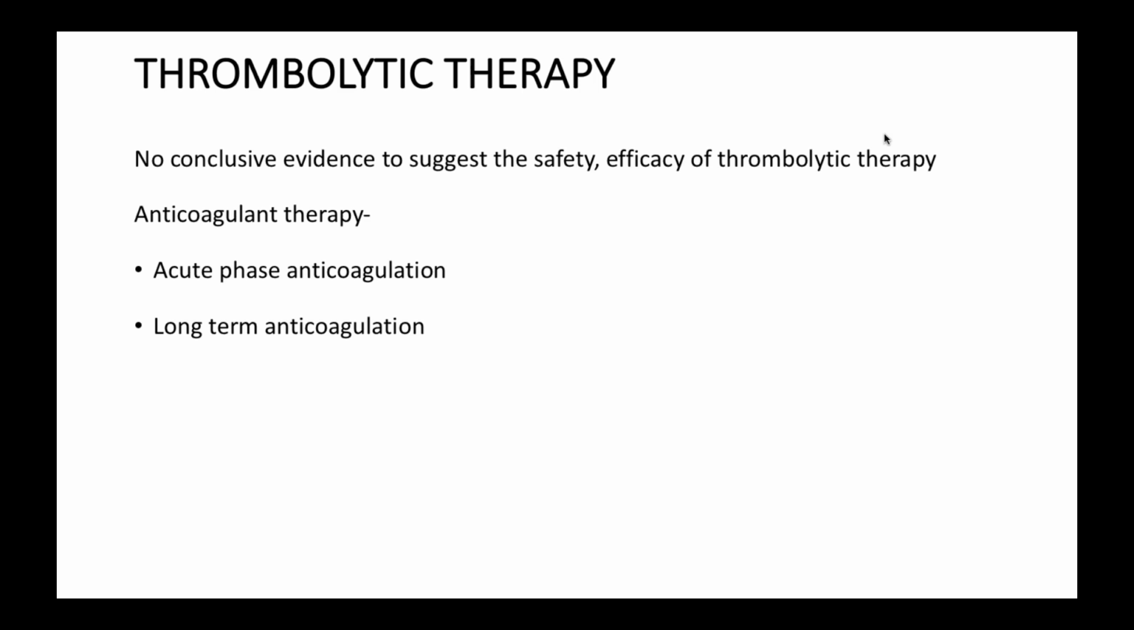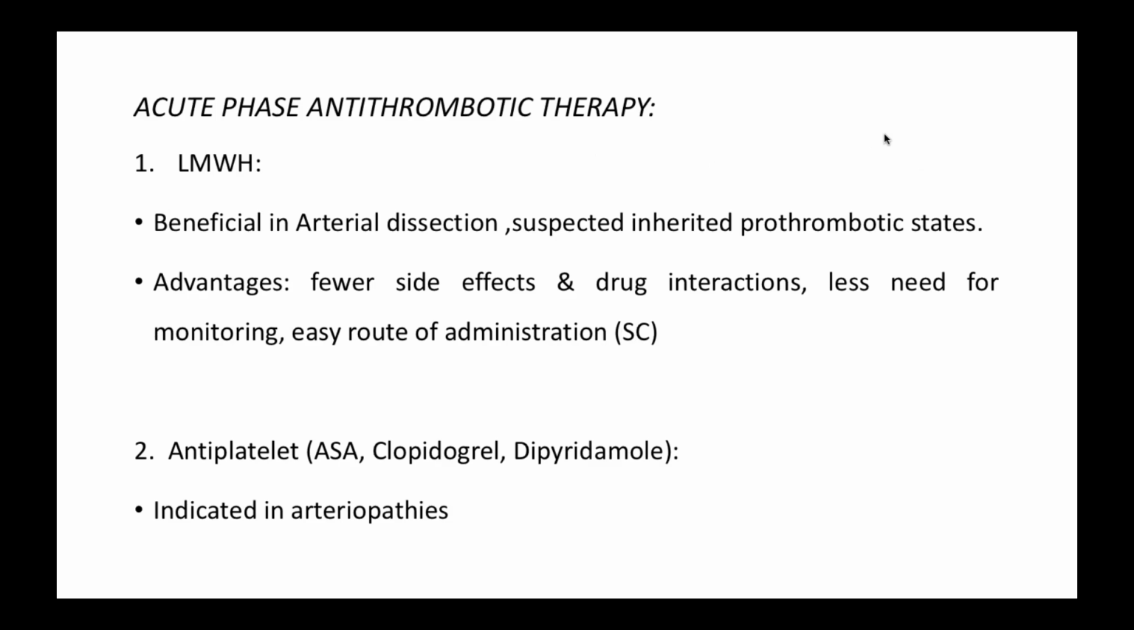It is given as acute phase anticoagulation and long-term anticoagulation. Long-term anticoagulation usually is given in those children who have a risk of development of recurrent strokes. Okay. So what do we give in acute phase antithrombotic therapy? First is low molecular weight heparin. Enoxaparin is the trade name of that particular thing, and it is usually beneficial in arterial dissection and inherited prothrombotic states. Why do we use it over the heparin?